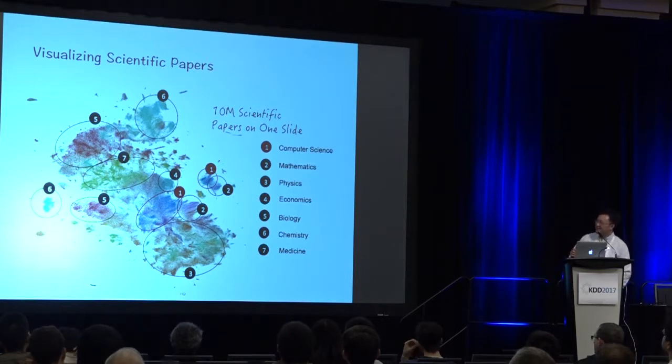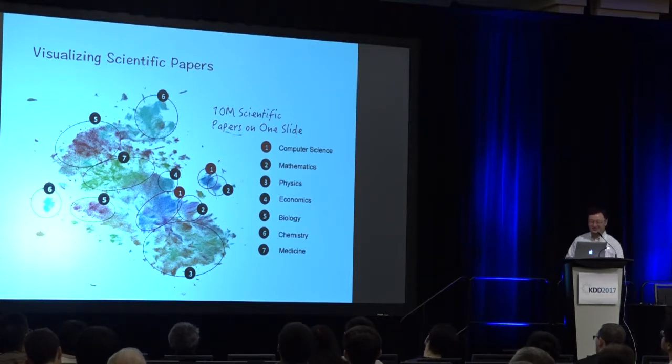What we can see clearly from this visualization is that there are research communities. There are research fields. If you want to ask where computer science is, it's actually scattered over there. And what are the fields that are closest to computer science? Mathematics over here. And surprisingly, economics is over here. It's quite close to computer science.